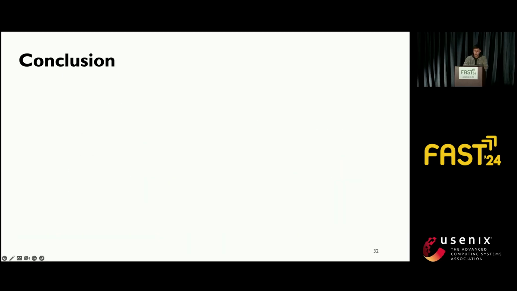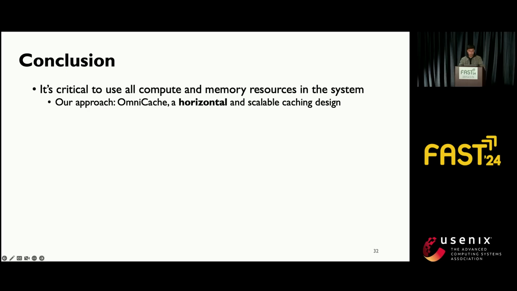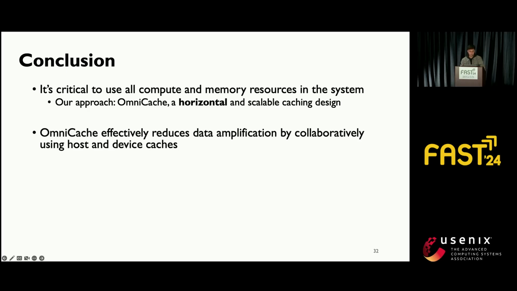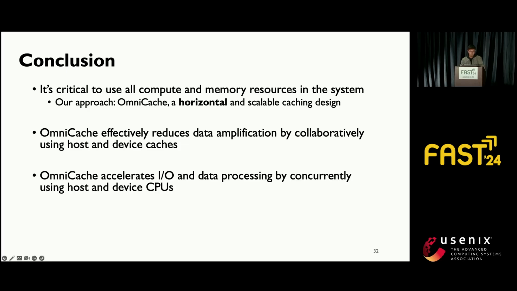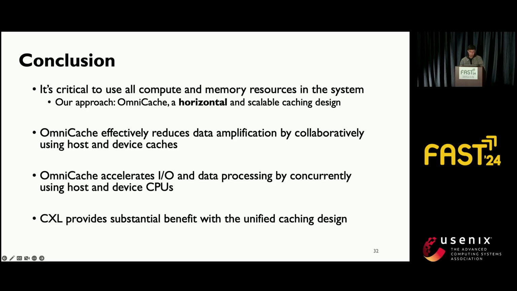To conclude, it's important to use all compute and memory resources in the system. We propose OmniCache, which is a horizontal and scalable caching design. OmniCache can effectively reduce the data amplification by collaboratively using host and device cache. OmniCache accelerates I/O and data processing by concurrently using the host and device CPU. Finally, CXL provides substantial benefits with a unified caching design. Our code is already open sourced. Please feel free to try.